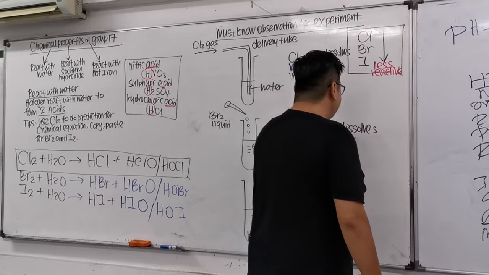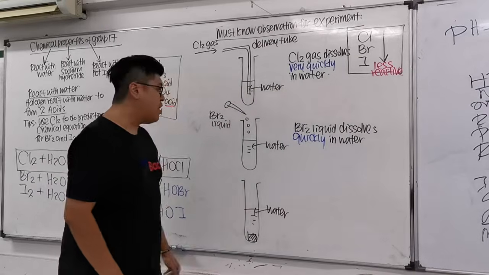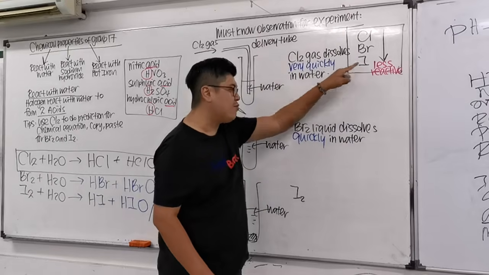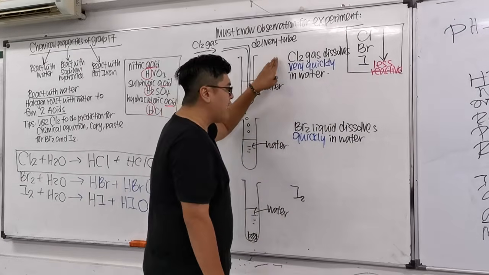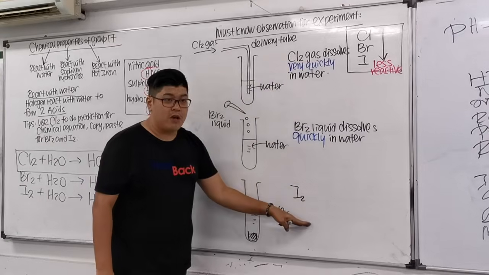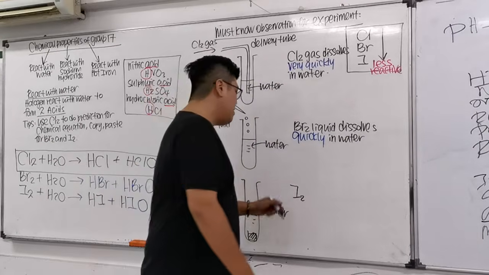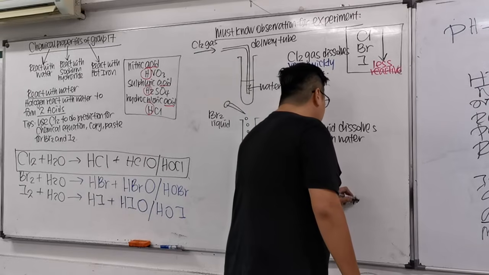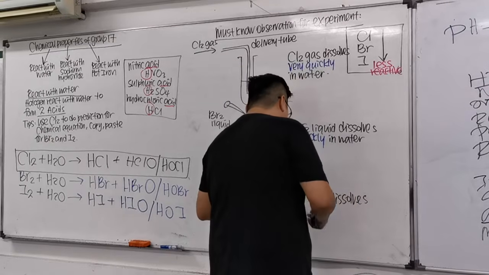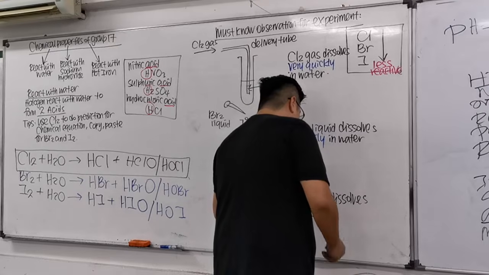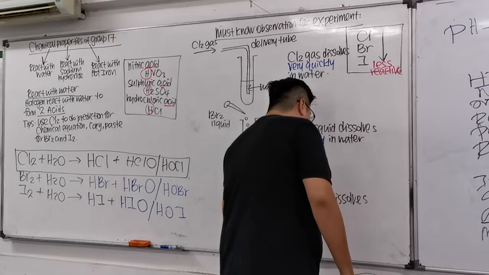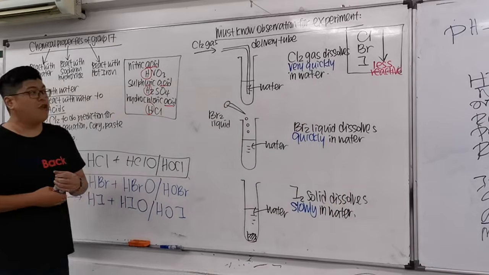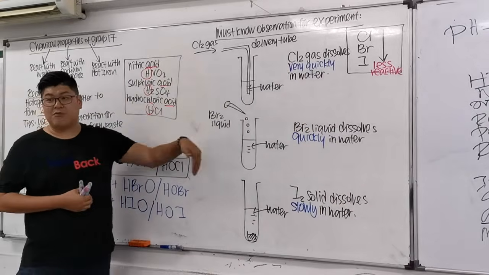In contrast, what about iodine? We know iodine is the lowest one. Iodine is the least reactive. So if chlorine is very quickly, this one should be slowly. Understand? So iodine solid should still dissolve, but it will dissolve a bit slowly in the water. So can you see the difference so far? Not hard, right? I want you all to see the comparison, that it becomes less and less reactive.